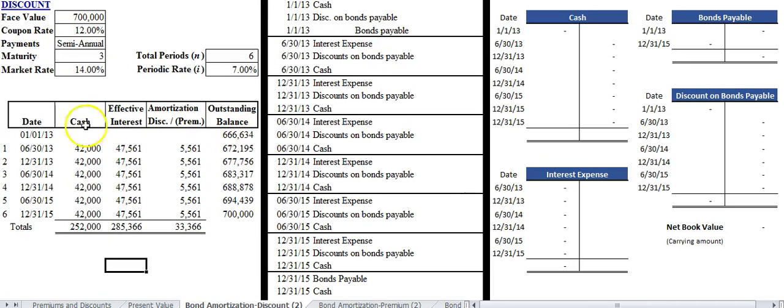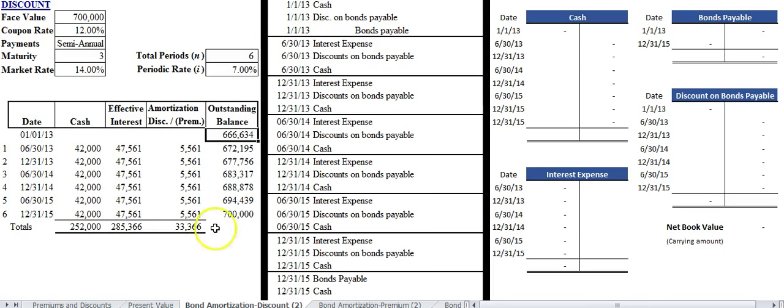But the markets are very efficient, and they're not going to let this happen. The market will bid it down to this price, okay? 666,634 is what this bond would trade at here. A 12% bond, 14% market rate. It pays semi-annually, so it has six periods. As you can see, we have six periods here. Every 6 months, I do a line. And the periodic rate that I'm going to use to discount is 7%. Now, this information is needed to come up with these calculations, right? So you get your 666,634 here.